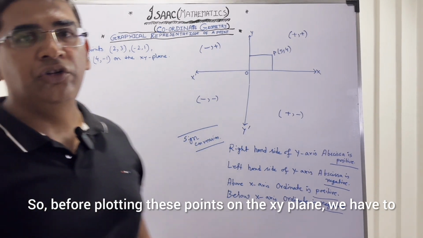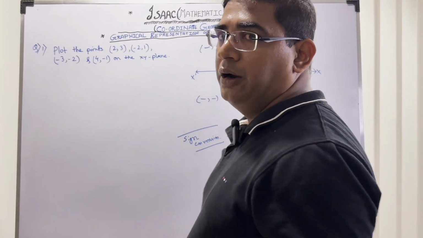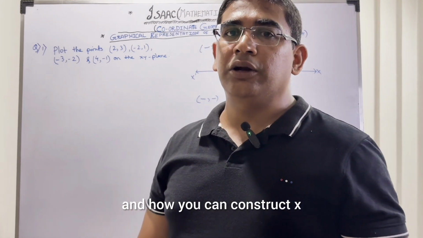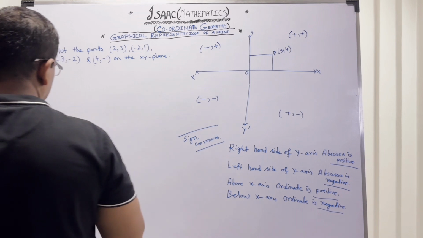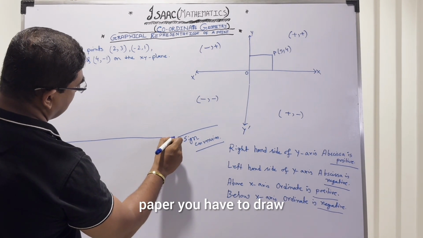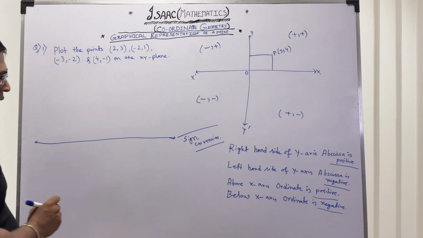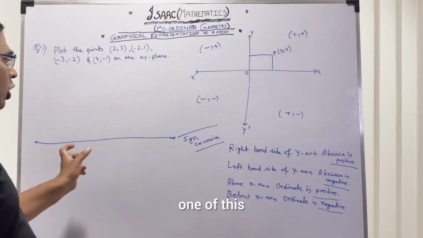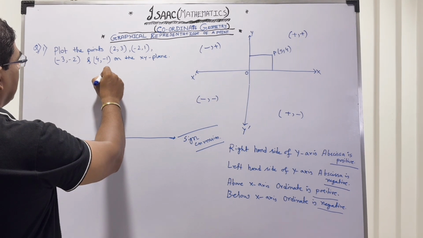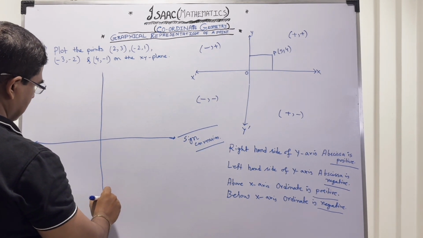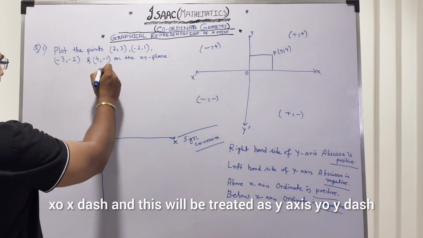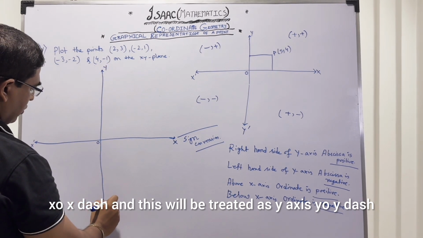So before plotting these points on the xy plane, we have to draw x and y axis. Okay. On your graph page, there will be some small boxes, and how you can construct x and y axis, let us study. By following one of the lines on your graph paper, you have to draw this bold line. With the help of pencil or pen, you can draw one of these lines as this bold line, and then a perpendicular line of this line. So this will be treated as x-axis, x dash, and this will be treated as y-axis, y, o, y dash.